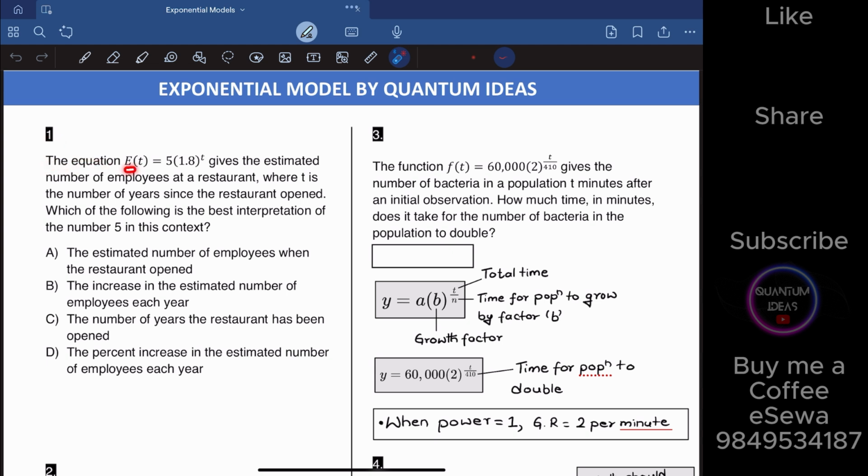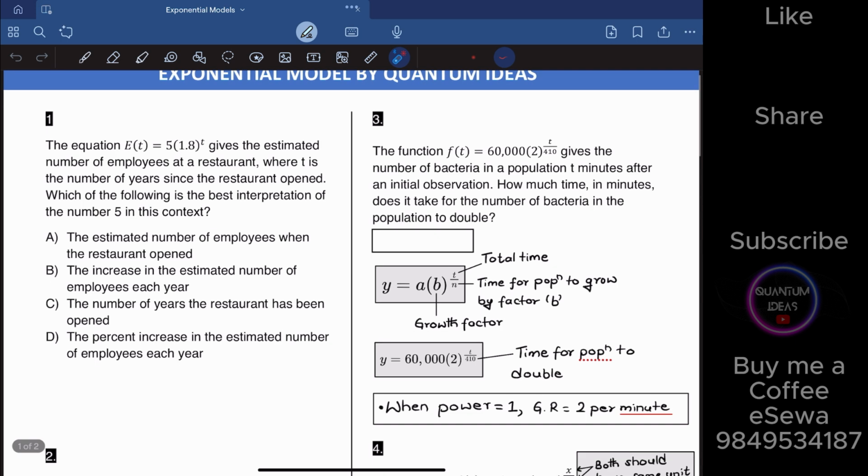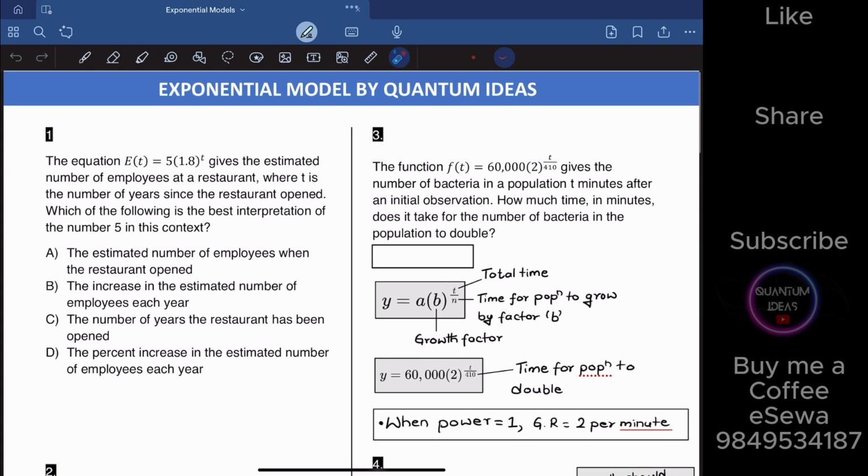The equation E as a function of time equals 5 times 1.8 to the power t gives the estimated number of employees at a restaurant, where t is the number of years since the restaurant opened. Which of the following is the best interpretation of the number 5 in this context? Okay, in this case, we don't even have to look at the options. We can just check the question. We have to interpret the meaning of this 5 in this equation.